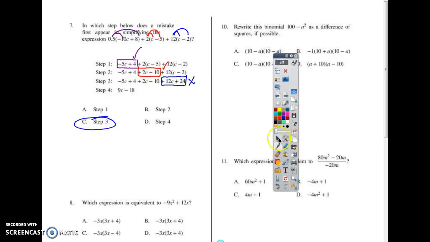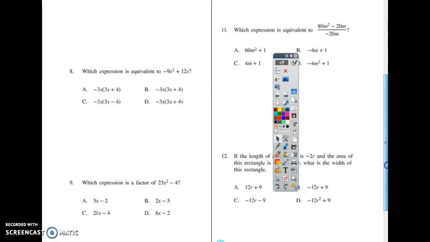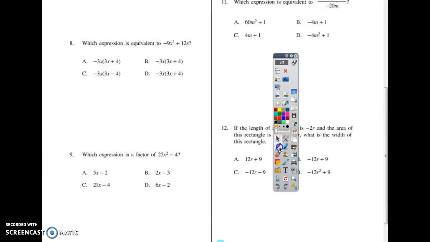Problem number 8. Which one is equivalent to this? So you would put this in decimals, this in decimals, this in decimals, this in decimals, this in decimals, and match. Or if you want to, distribute this times this, this times this, this times this, this times this. Does it give you negative 9x squared? Oh, they're all the same.